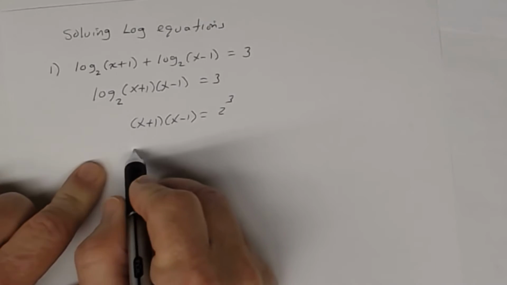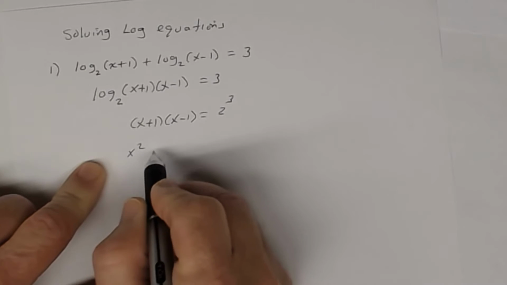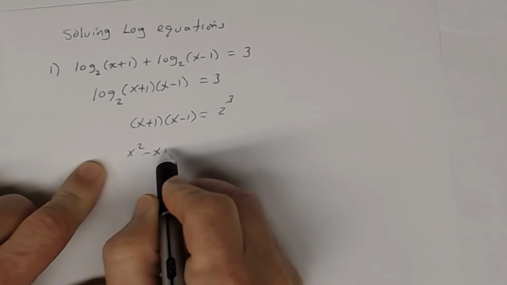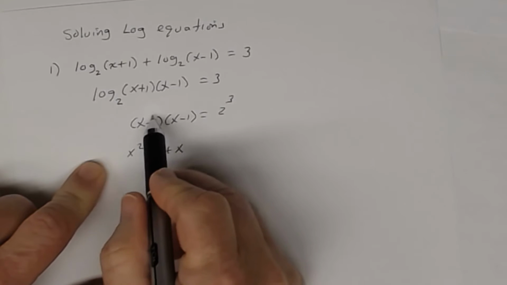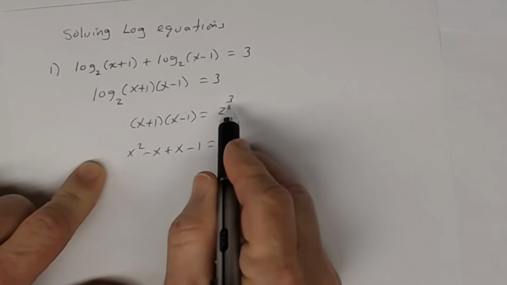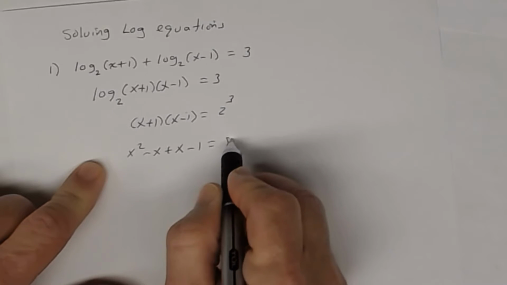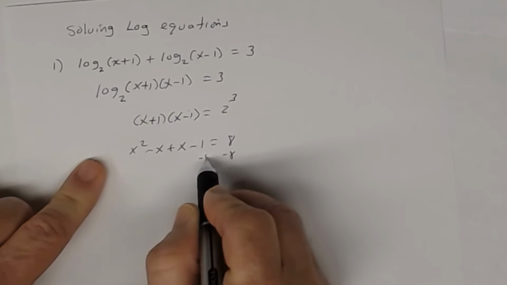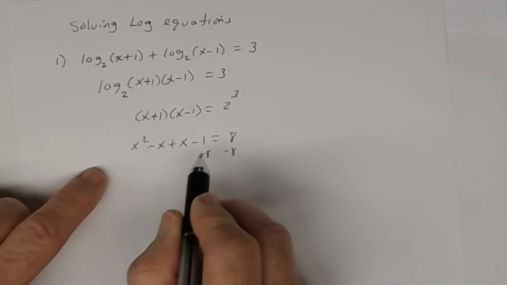So x times x is x squared. The outer is a negative x. The inner is a positive x. And the last, positive 1 times negative 1 is a negative 1, equals, and then 2 to the third is 8. Subtracting 8 from both sides, notice this is a quadratic equation.